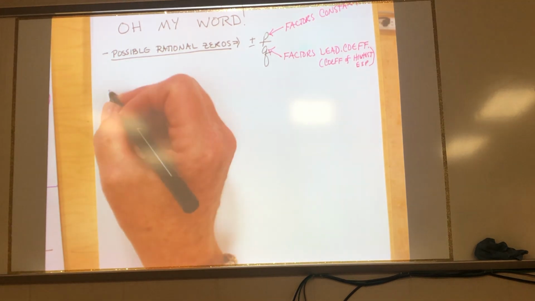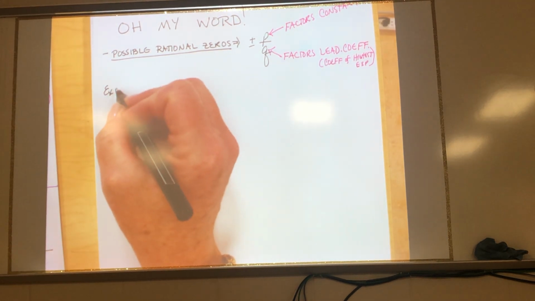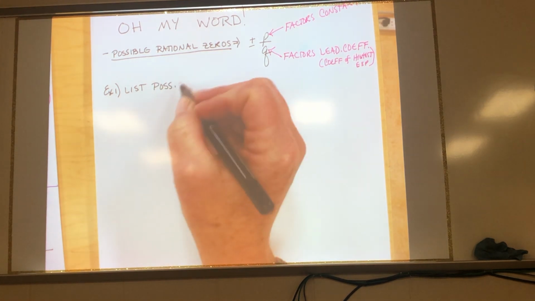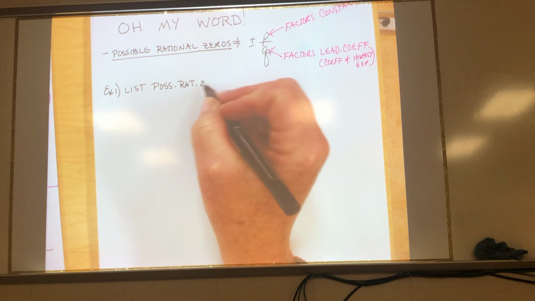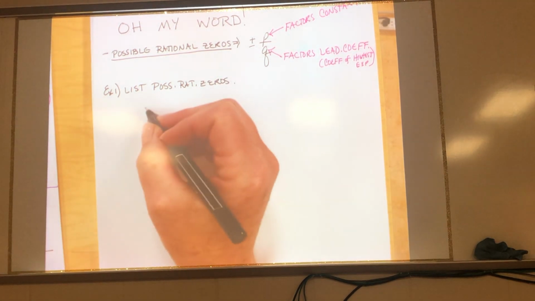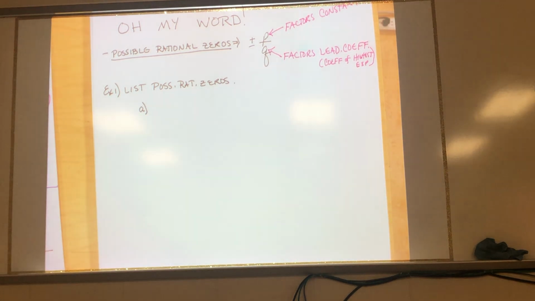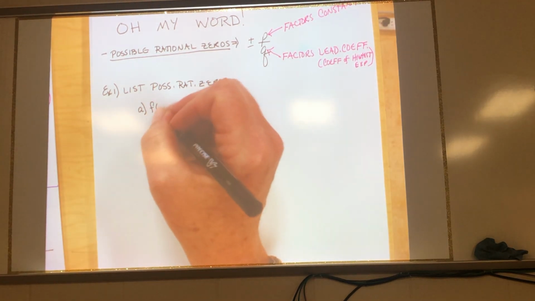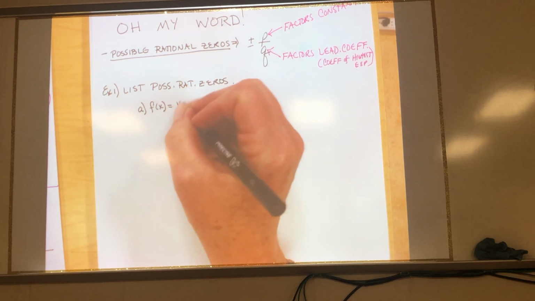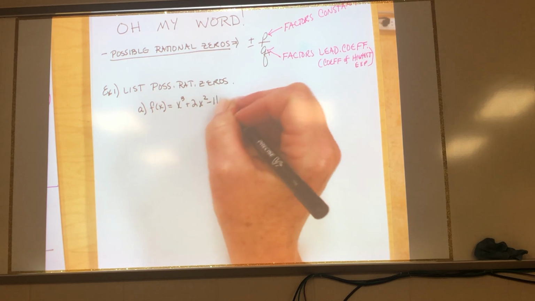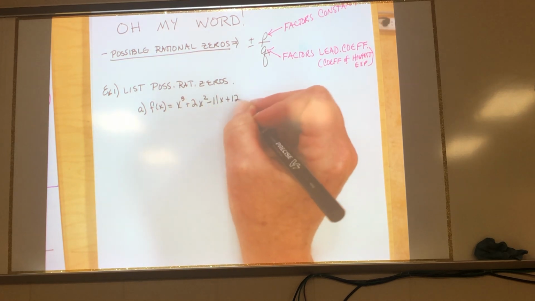Okay, so this is example 1. And we are going to list the possible rational zeros. Okay? List the possible rational zeros. So here's the first one. I'm going to do 2 of them. I'm going to do the first one, and then I'm going to let you do the second one. Second one's going to be a lot more difficult. Okay? So my equation is f of x is equal to x to the third plus 2x squared minus 11x plus 12.